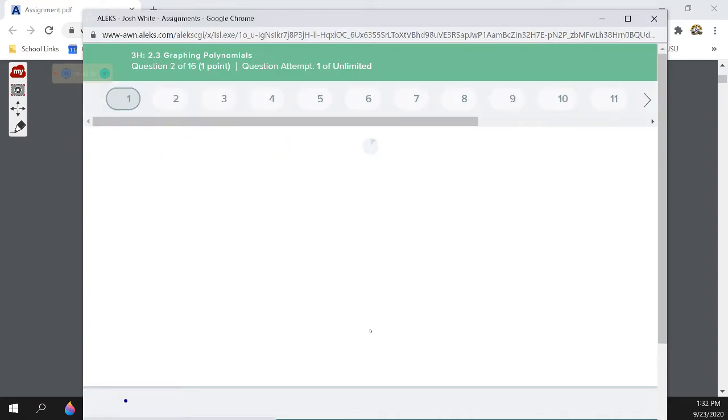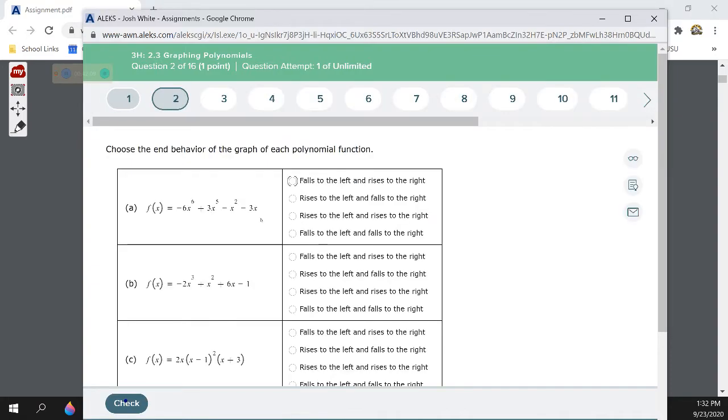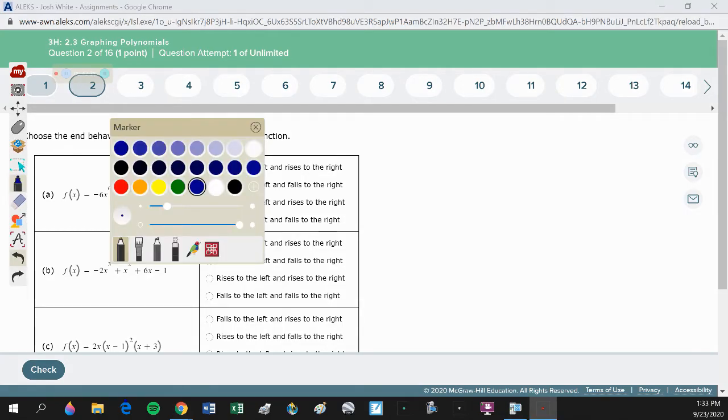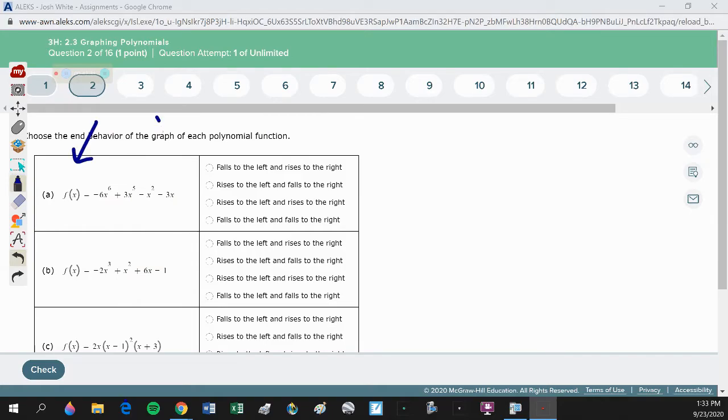All right, number 2. Number 2 says choose the end behavior. So this is a negative x to the 6th. So negative x to the 6th will have what endpoints? The left side will be down and the right side will be down. So falls to the left and falls to the right. That would be the correct answer.